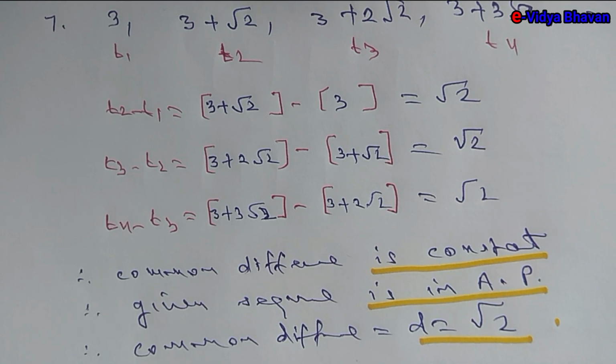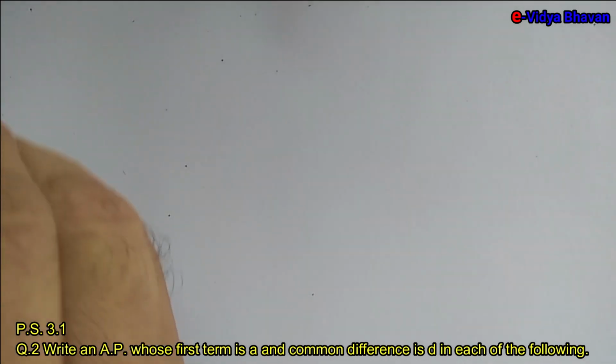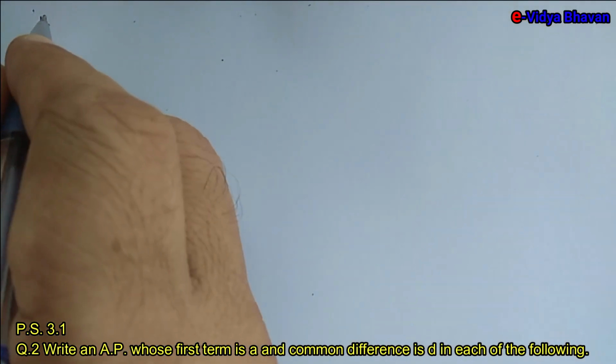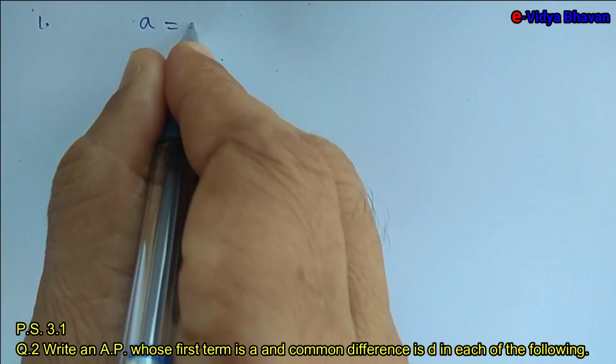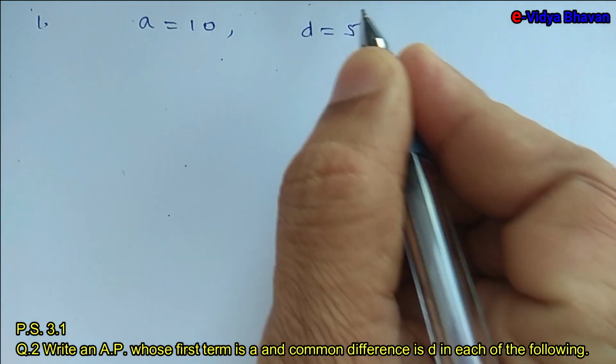Now we'll move to the next question. Let's start with question number 2 of exercise 3.1. What does the question say? Write an AP whose first term a and the common difference d in each of the following is given. We'll take two sums here. First sum, a equal to 10 and d equal to 5.